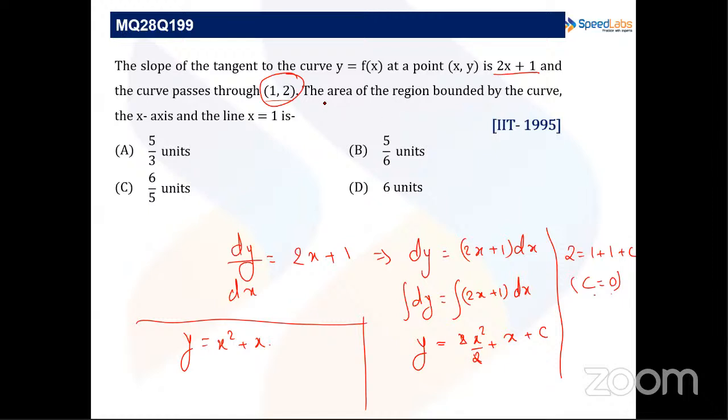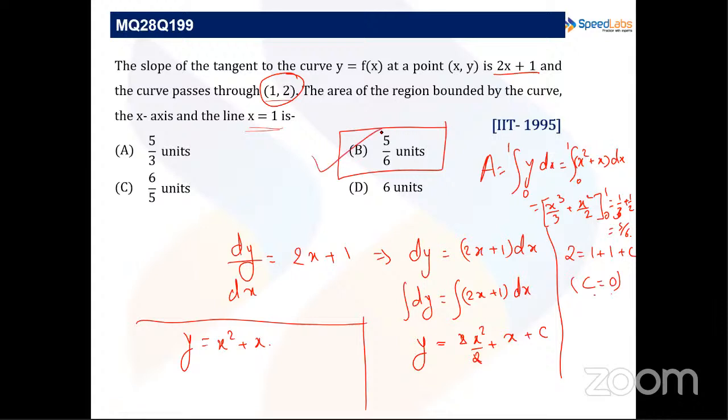Now it is required to find the area of the region bounded by the curve, the x-axis and the line x equals 1. So we have to just find the area from 0 to 1 of y dx. That is the integral from 0 to 1 of x square plus x dx. On integrating it will be x cube by 3 plus x square by 2, and putting the limits, it will be 1 by 3 plus 1 by 2, and the answer will be 5 by 6. So the correct answer is option B.